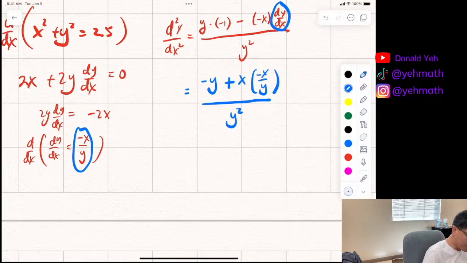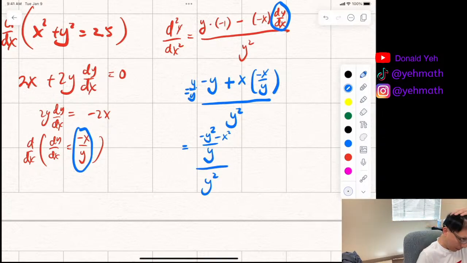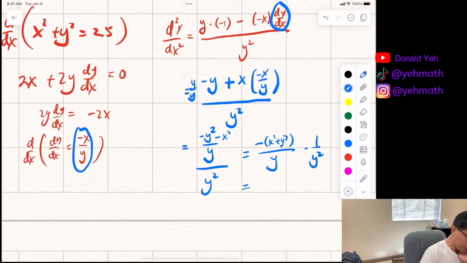So now you just combine the fractions. I multiply that side by y over y. That's going to give you y, negative y squared minus x squared, right? So it'll be negative x squared plus y squared over y. And divided by y squared is what? y cubed. So that would be negative x squared plus y squared over y cubed.